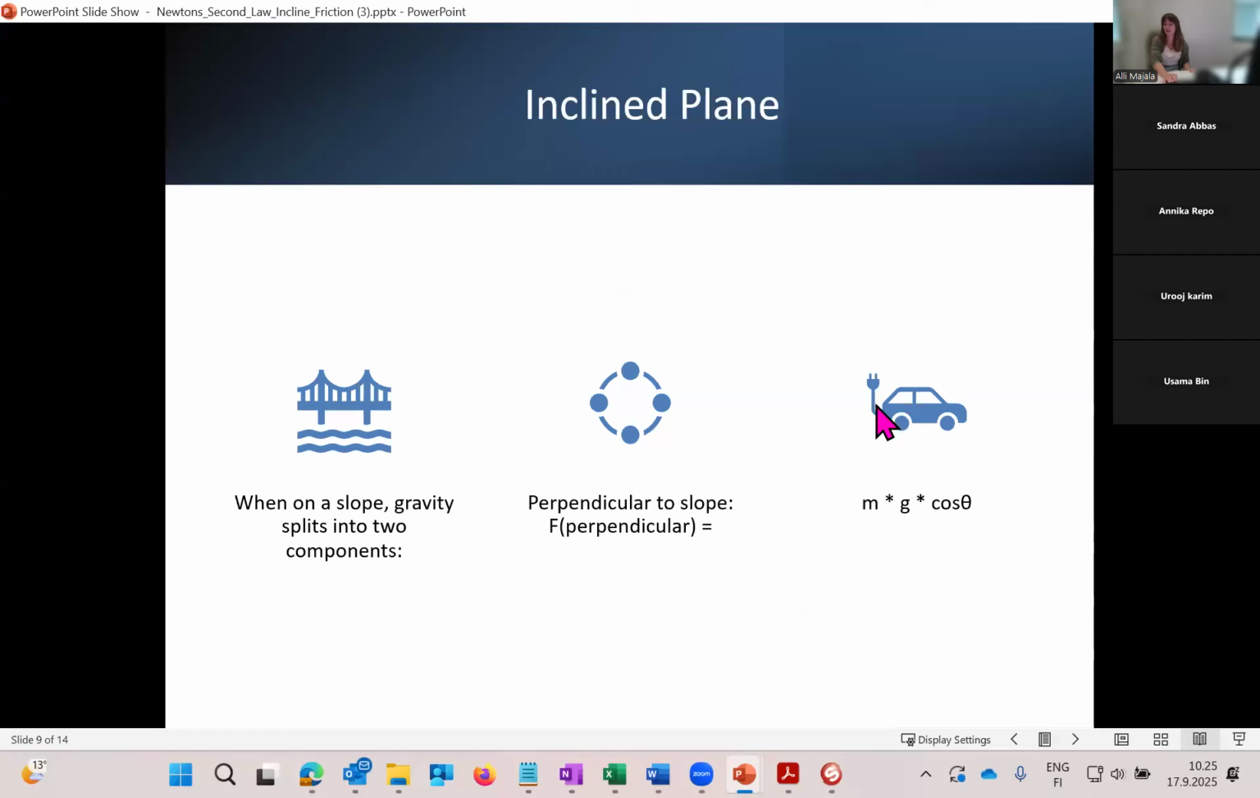Maybe this is an electric car. Yeah, cool. Yeah, this is what the AI gave me, the pictures. It looks cool.